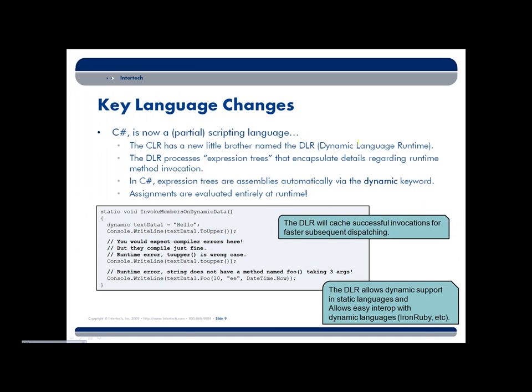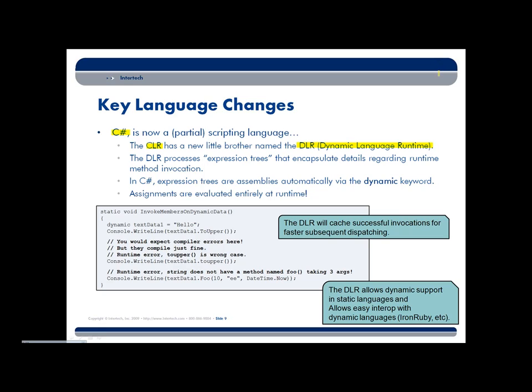Now here's the other big change that took place with 4.0 as far as C# goes. For better or for worse, C# now has the ability to sort of opt in to scripting-like functionality, right? The CLR that we've known and loved for years has a little brother called the Dynamic Language Runtime. Okay, this is a new service.